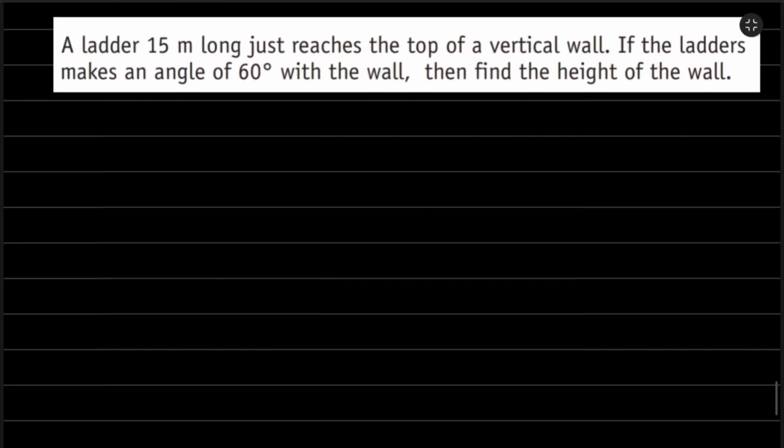Okay, a ladder 15 meters long just reaches the top of a vertical wall. If the ladder makes an angle of 60 degrees with the wall, it makes an angle of 60 degrees not with the ground but with the wall. Then find the height of the wall. Let's draw this again. So you have a ladder which is 15 meters long, reaches the top of a vertical wall.